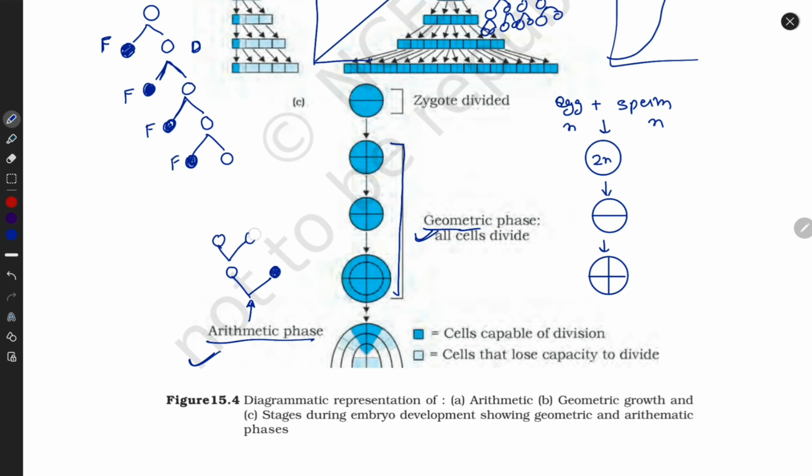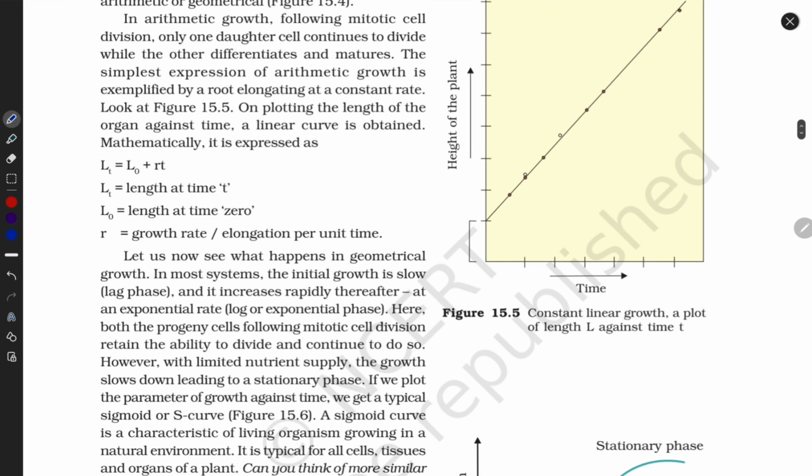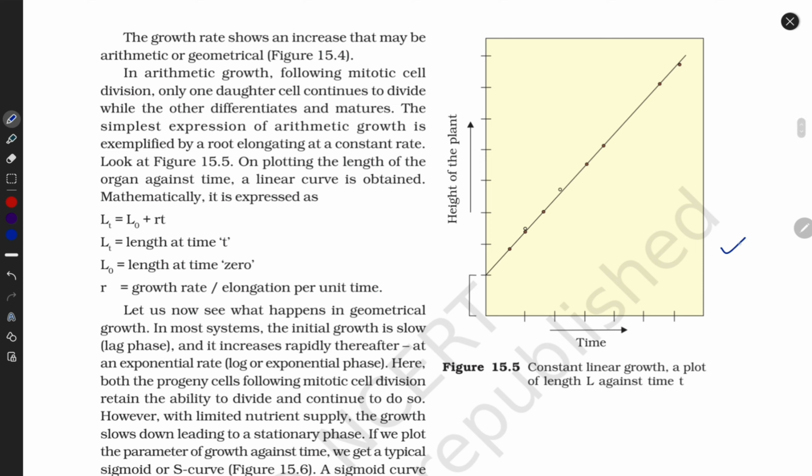This cell again divides and this cell gets function. This cell again divides and this cell gets function. But here this cell divides and produces two cells. This cell again divides and produces two cells. They increase their number, they constantly increase their number. Look here, they constantly increase their number. Clear, guys? Look here, this is the graph of our arithmetic growth.